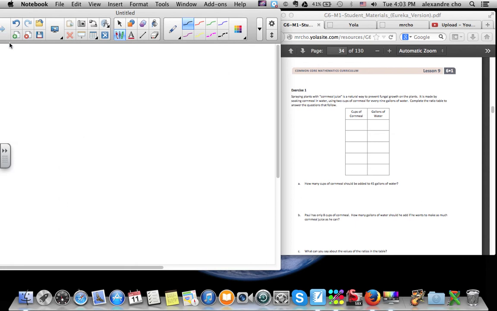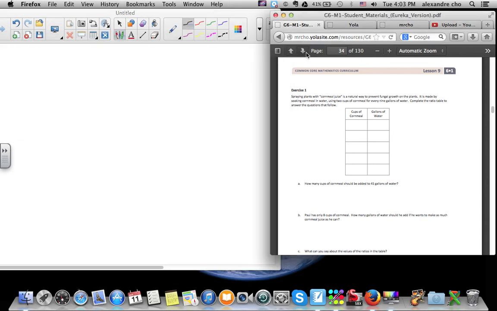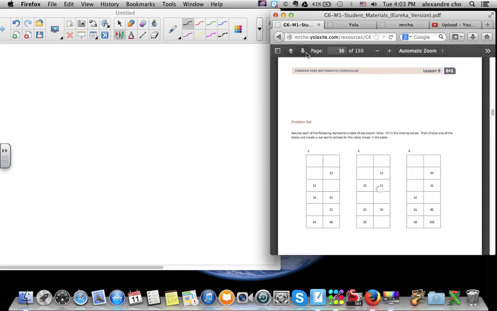And we have page 34, which is that one. So let's go to 36, which is this way. A ratio table is a table of pairs of numbers that form equivalent fractions. So here you had 3 tables. Okay, and you just had to fill in the blanks. So let's see if we can find a relationship here.